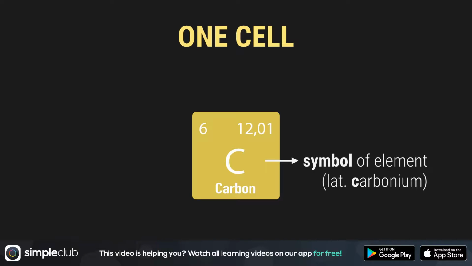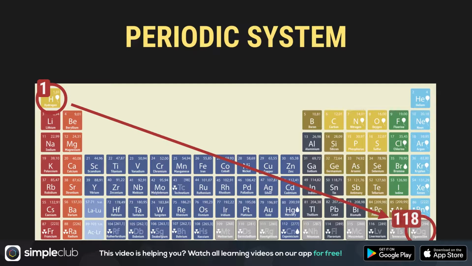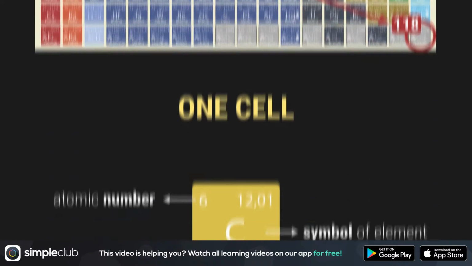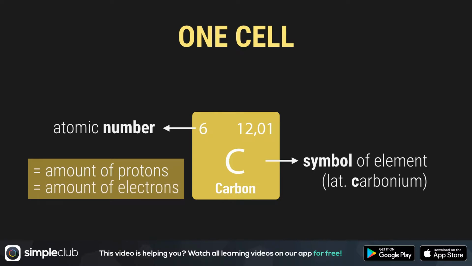On the upper left corner of the cell is the atomic number. All elements are arranged in order by the atomic number from top left to bottom right. The lowest number is 1 for hydrogen and the highest is 118 for organocin. But the actual purpose of the atomic number is to show the number of protons and also electrons that exist in the element. Remember, protons are positively charged and electrons are negatively charged and elements are neutral. So there has to be the same amount of both.